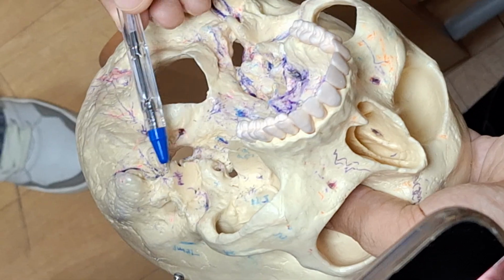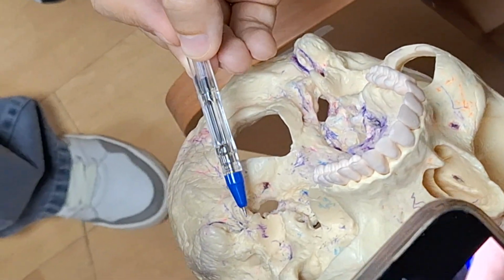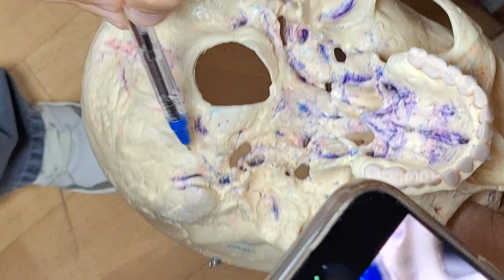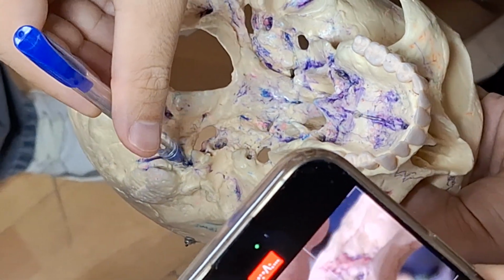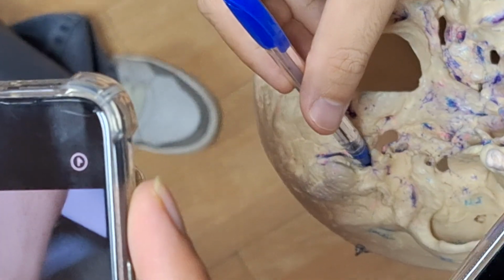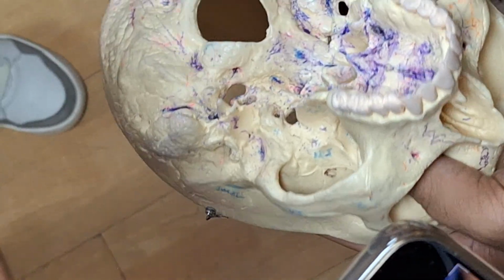Here, inferiorly, as you can see, I have a styloid process. Between the styloid process and the mastoid process, I see a foramen at this area, the stylomastoid foramen. From the stylomastoid foramen, the facial nerve exits from the skull.